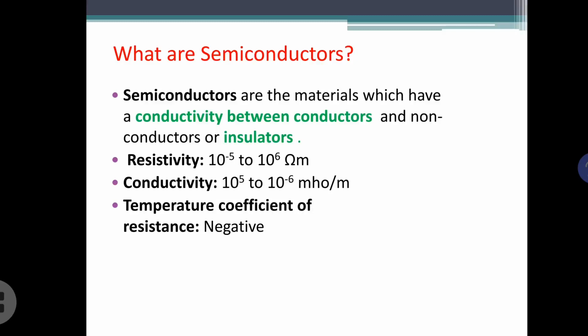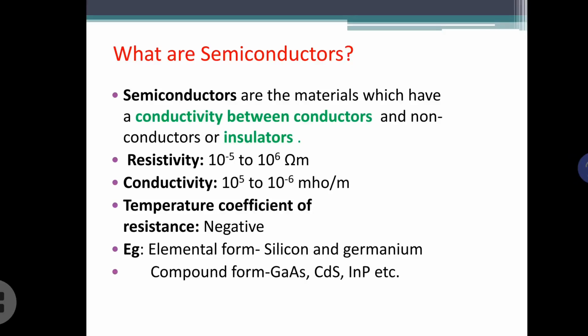And why the materials have such a property, that we will be discussing in our coming session. As examples for semiconductors, in pure elemental form, we can have silicon and germanium. And these semiconductors exist in compound form also, just like organic compounds or inorganic compounds. Inorganic compounds like gallium arsenide, cadmium sulfide, indium phosphide, etc. Several organic polymers also belong to the category of semiconductors.